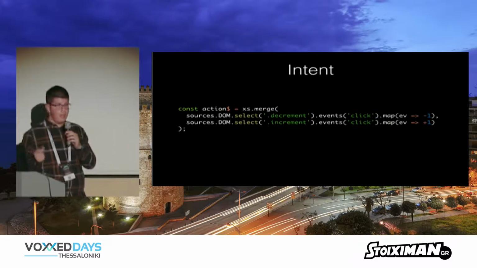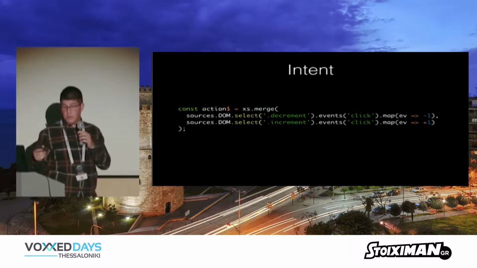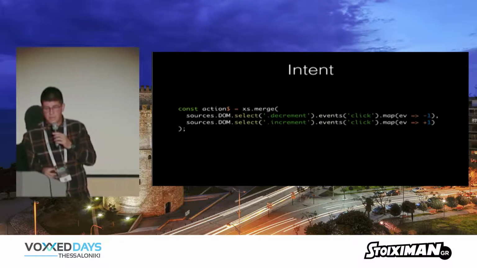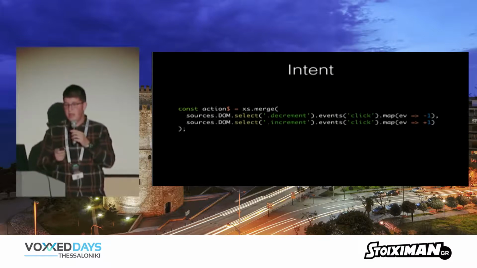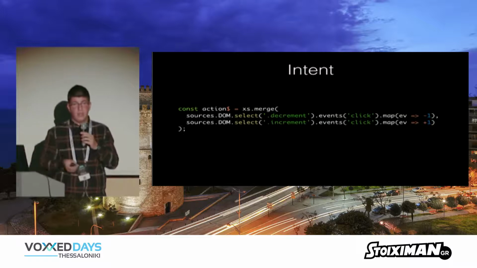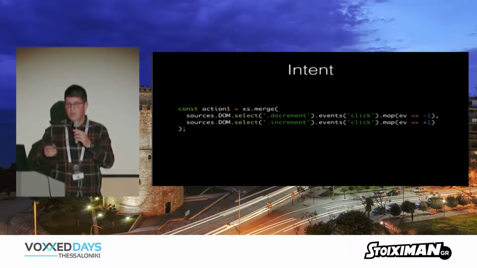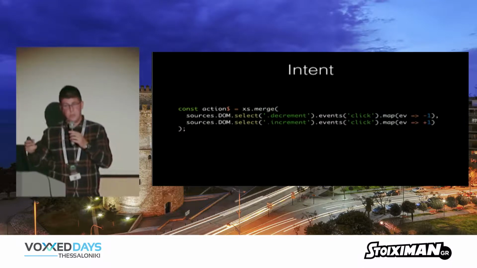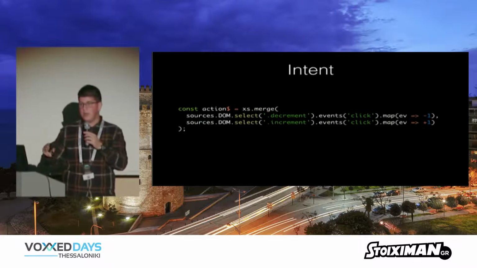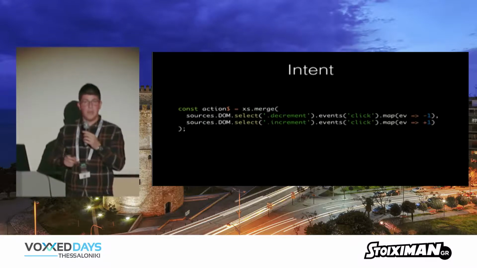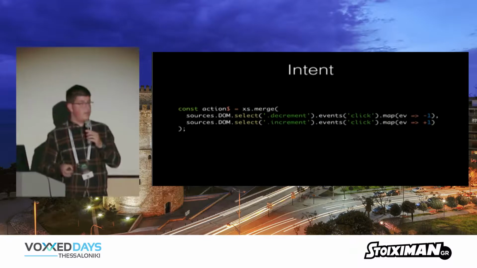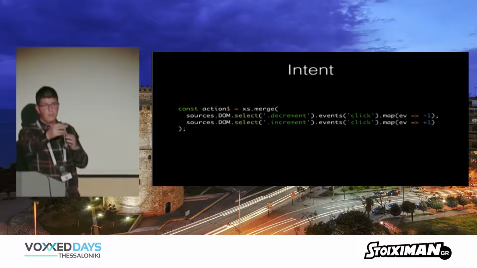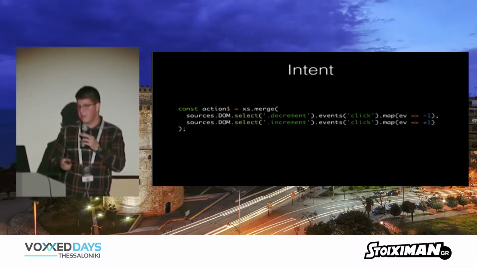So we call Xstream, and we want to merge two streams. The first stream is coming from the DOM source. We select the decrement class, and we're picking the click event, and we're just mapping that so every click becomes -1, and every click on increment becomes +1. So the result inside our action stream is just one stream with -1 and +1, depending on the button that's clicked.